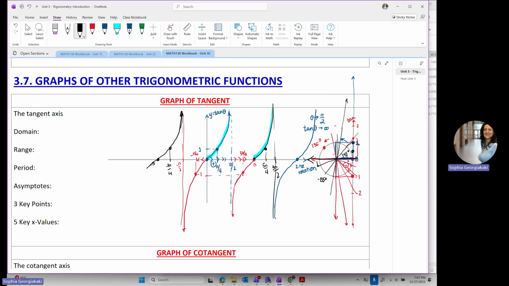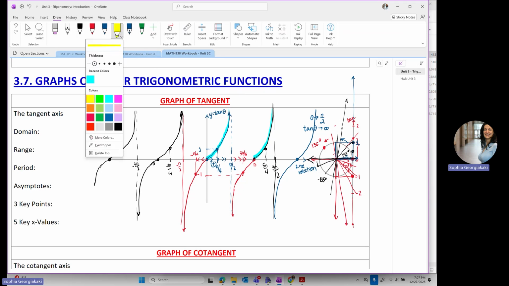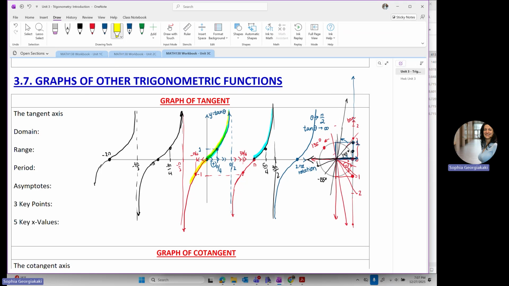And then after that, I will just keep repeating. I will have another asymptote at negative 3 pi over 2, another intercept at negative 2 pi, and another asymptote at negative 5 pi over 2, etc., etc. This is what the graph of the tangent looks like. And the graph of the tangent repeats every pi. Every 180 degrees, I get this wave.